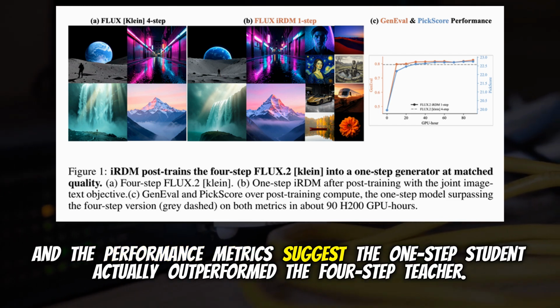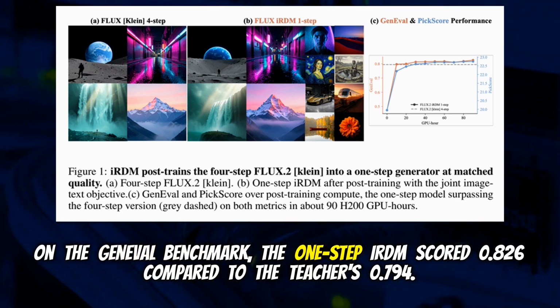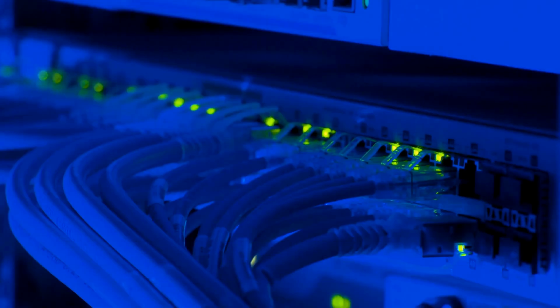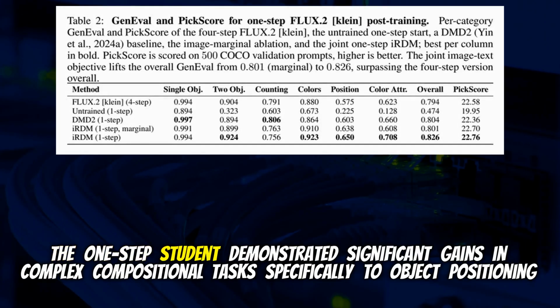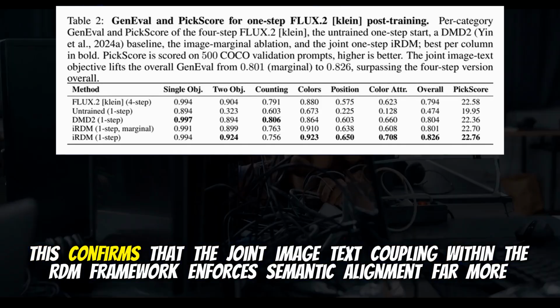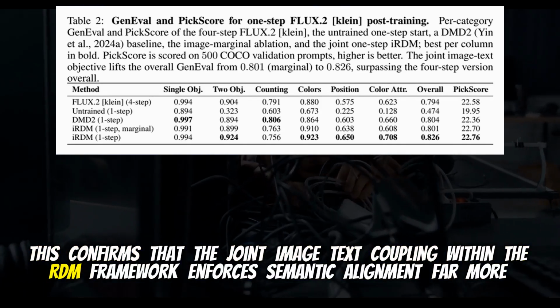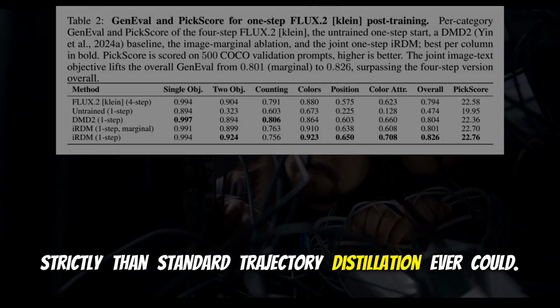And the performance metrics suggest the one-step student actually outperformed the four-step teacher. On the Generative benchmark, the one-step iRDM scored 0.826 compared to the teacher's 0.794. Wow. Where did it improve the most? The specific areas of improvement are really revealing. The one-step student demonstrated significant gains in complex compositional tasks, specifically object positioning and attribute binding. Like making sure a prompt for a red car in a blue sky doesn't bleed the red into the sky. Exactly. This confirms that the joint image-text coupling within the RDM framework enforces semantic alignment far more strictly than standard trajectory distillation ever could.